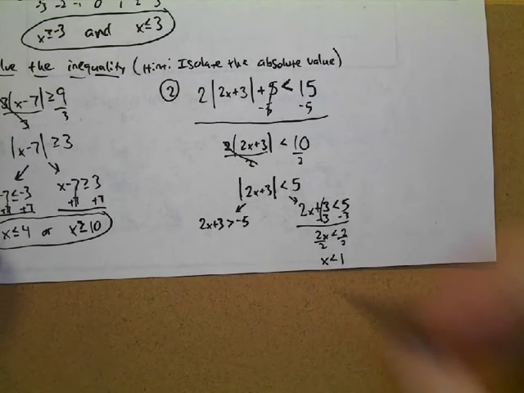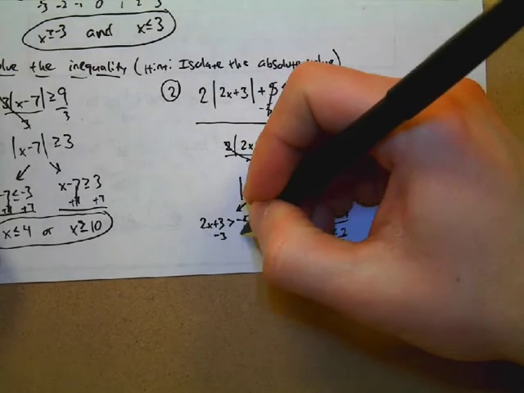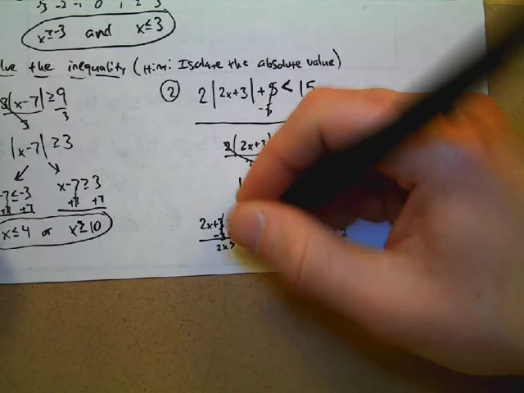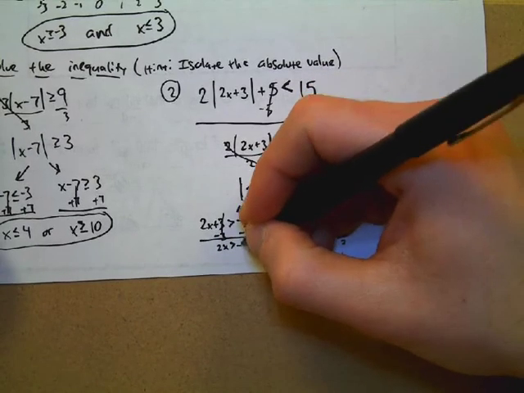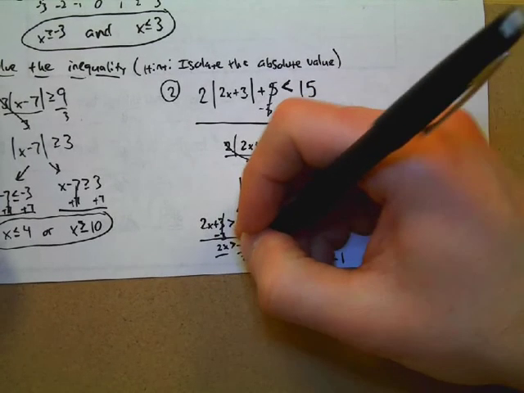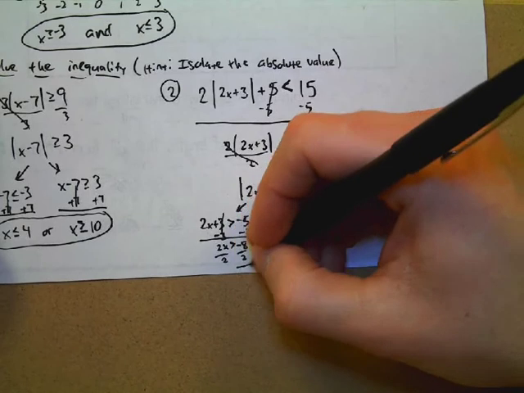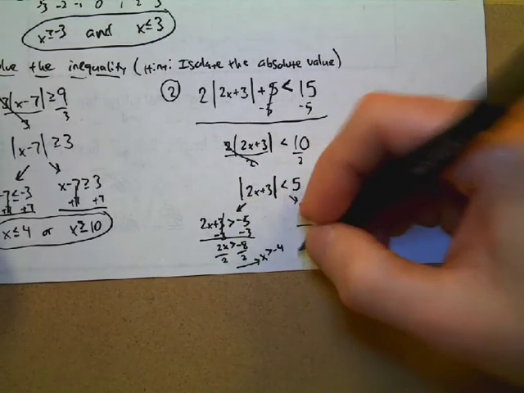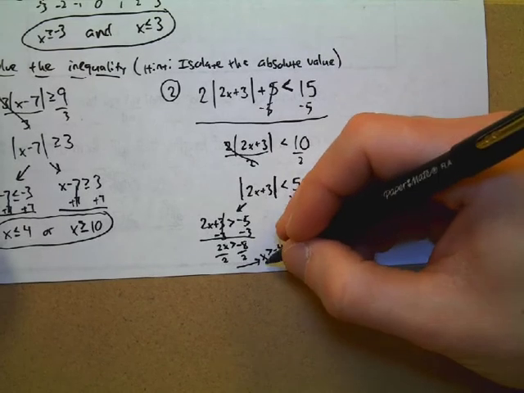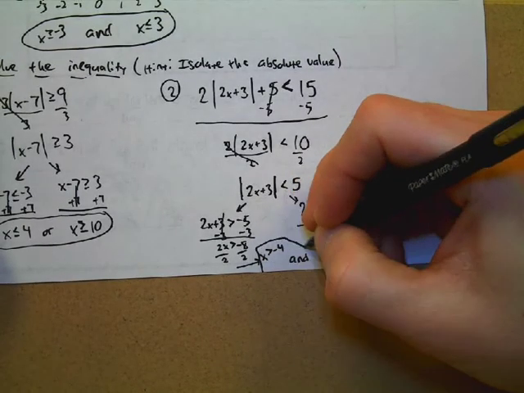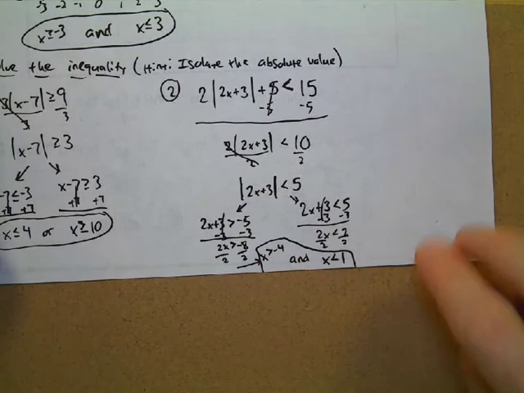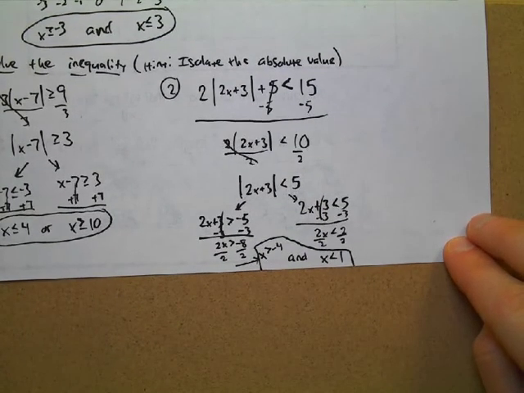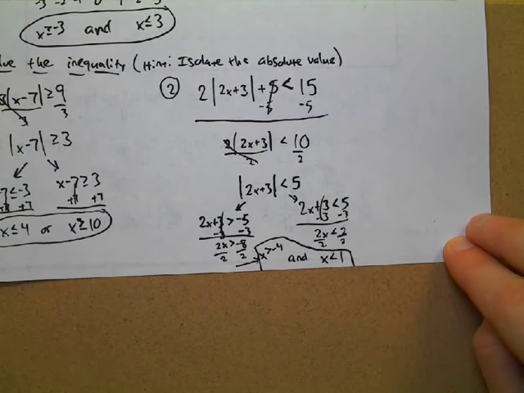I'm going to do the same thing here, just like Matthew said. Subtract 3, so I have 2x is greater than, now negative 5 take away 3 is negative 8. And then divide both sides by 2. I'm going to run out of space. X is greater than negative 4. Okay, and this will be an and inequality.